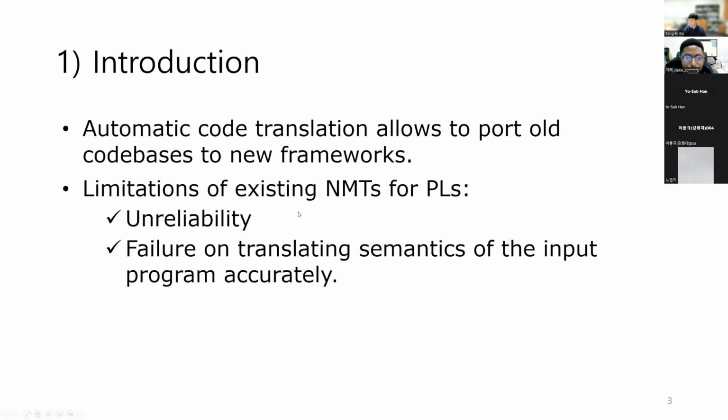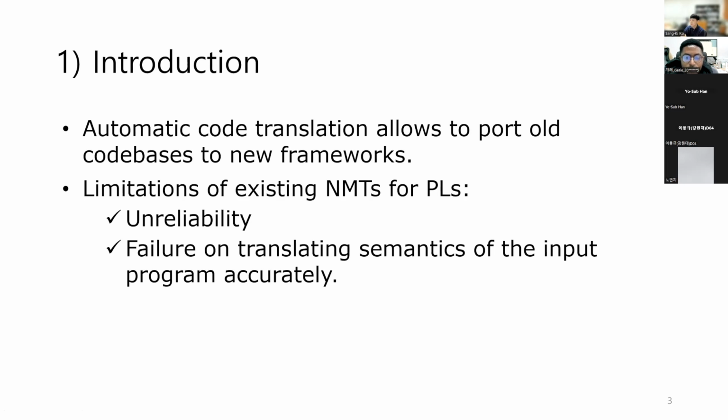First, automatic translation. It allows us to port old code bases to new frameworks, or we can say, to migrate programs or software which are written in old programming languages to modern programming languages. We can call old programming languages such as COBOL, Python version 2. So in order to migrate to new programming language formats, we use automatic code translation.